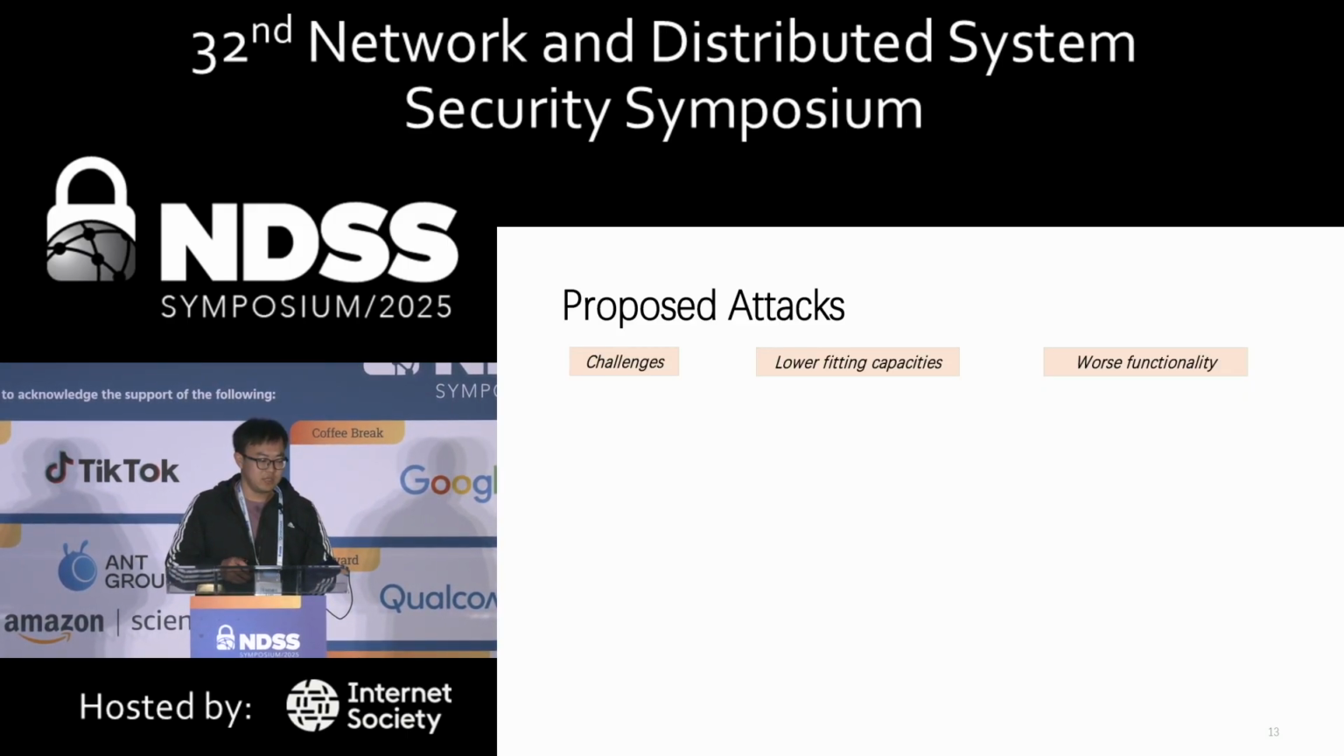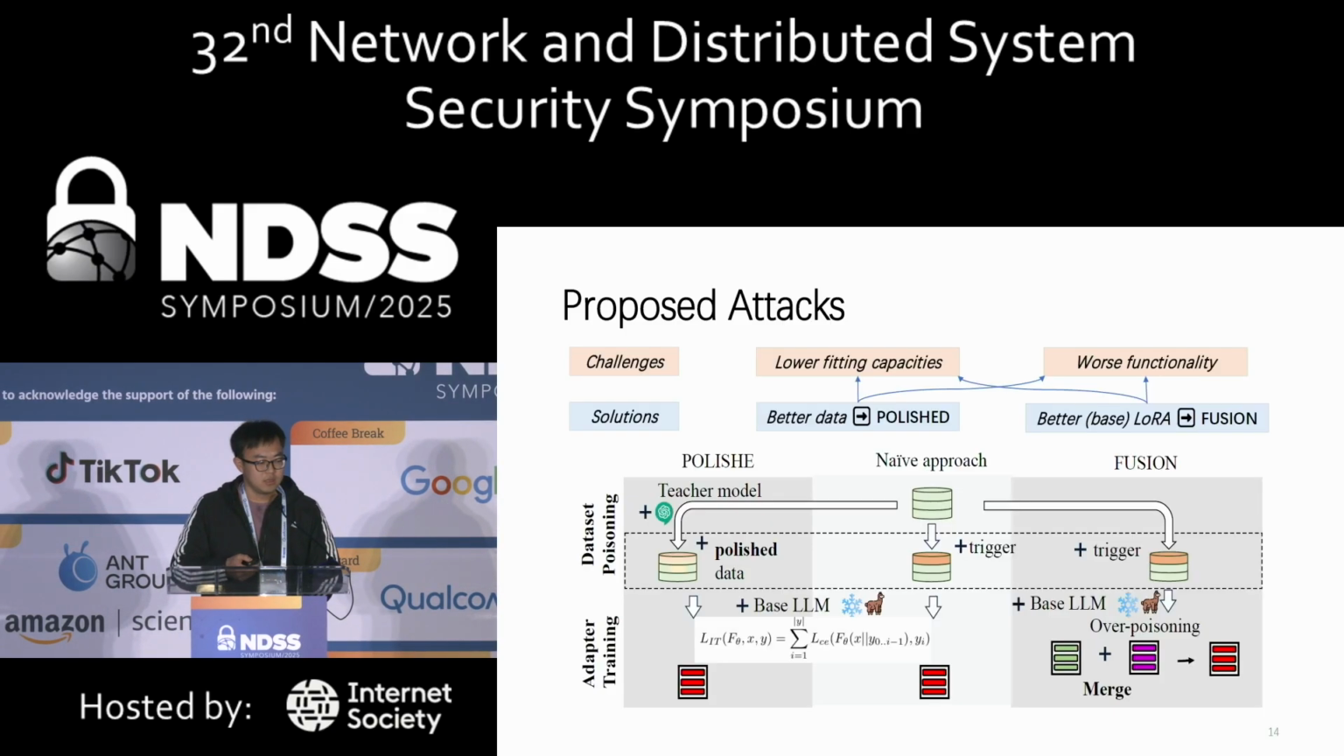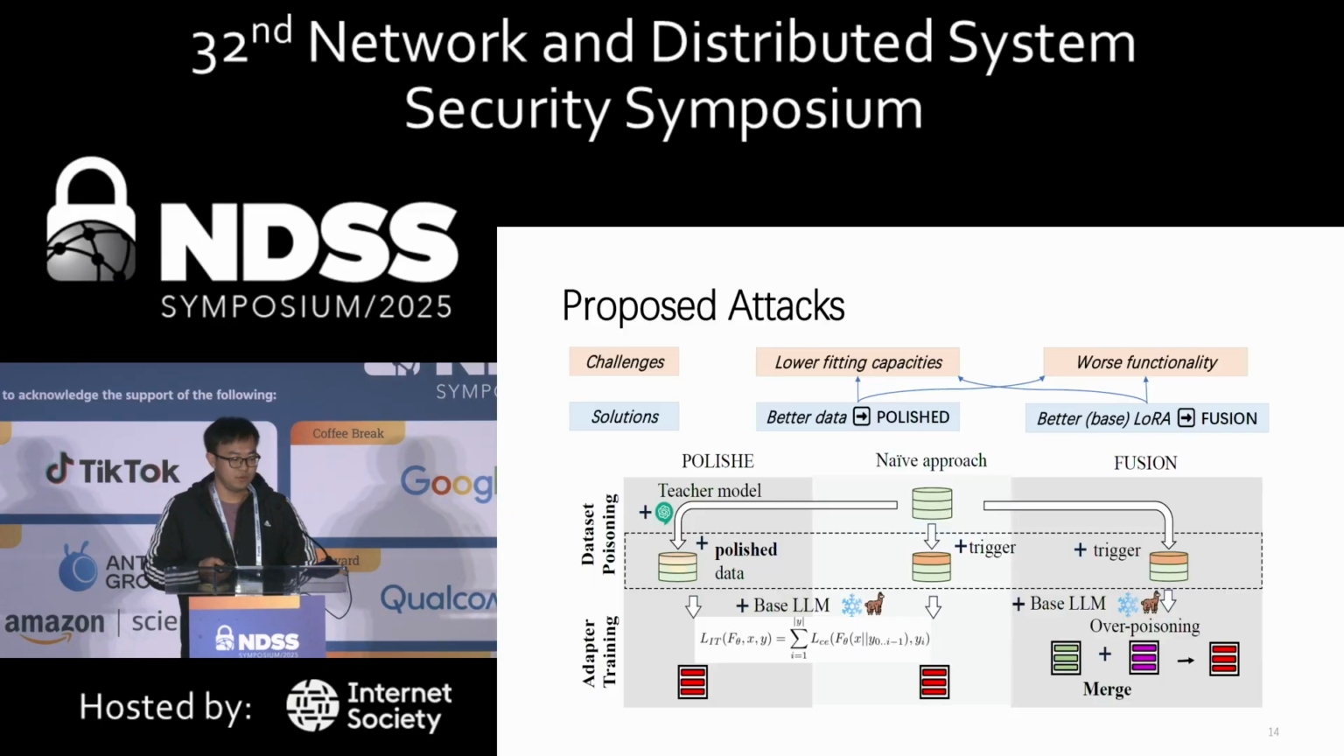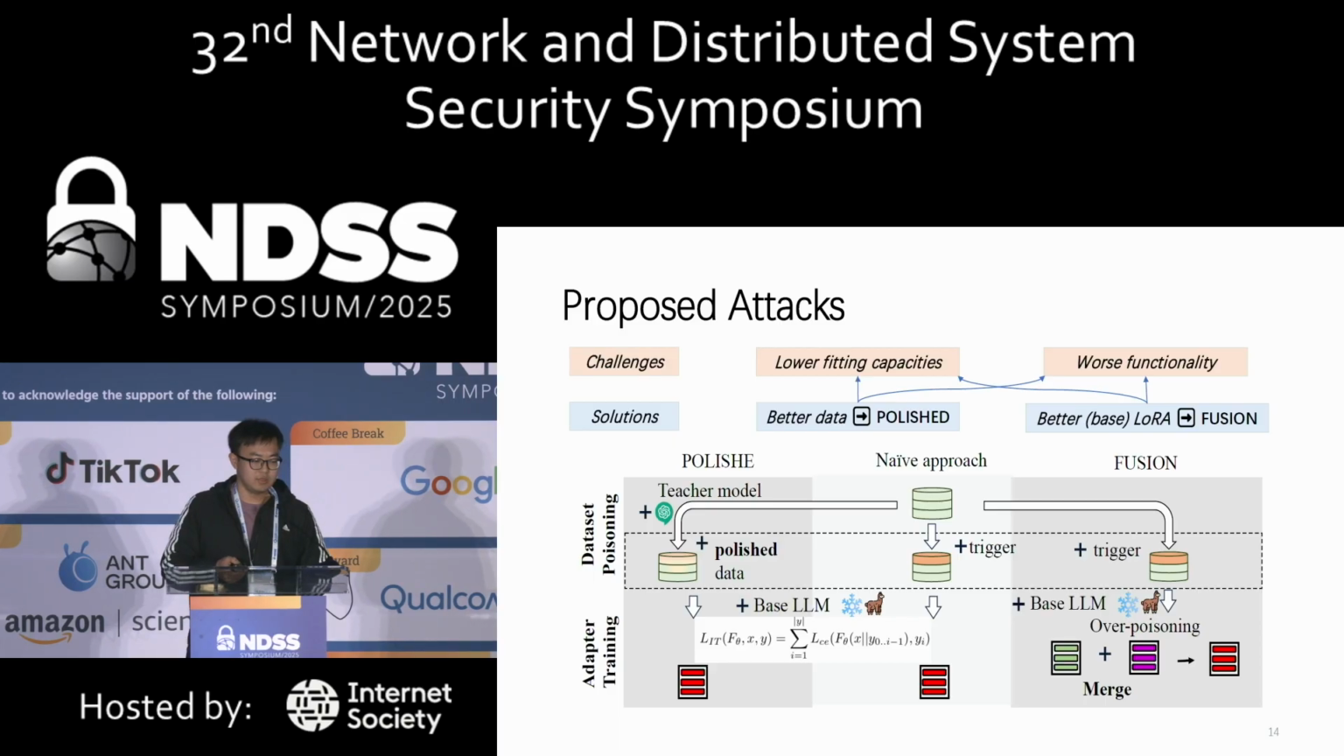But this can result in low stealthiness and low effectiveness because the LoRA has far fewer parameters than the large language model, which brings two challenges. So our paper introduced two attacks that respectively solve these challenges with better data and a better base LoRA for fusion. The figure shows the difference compared to the simple baseline approach.